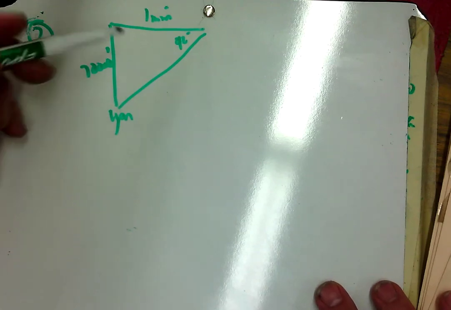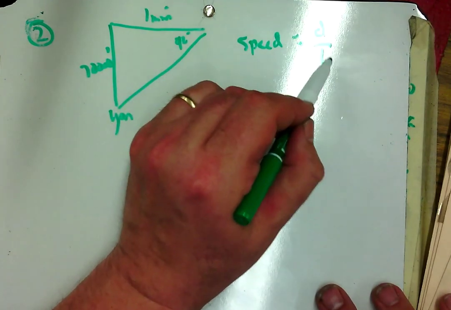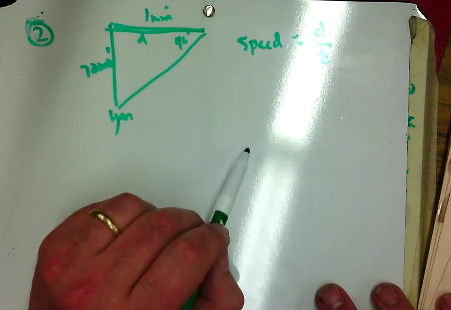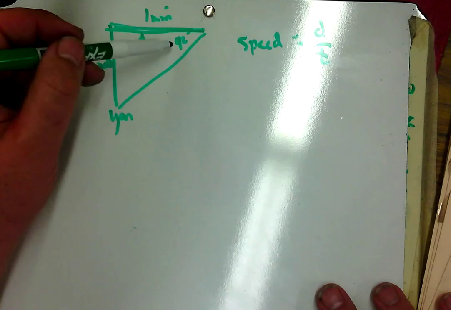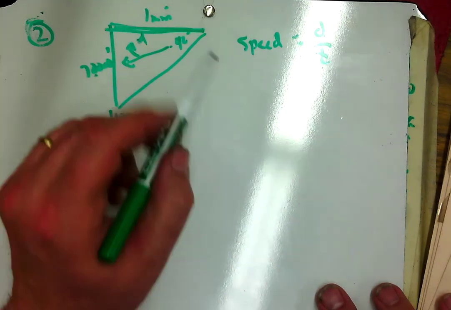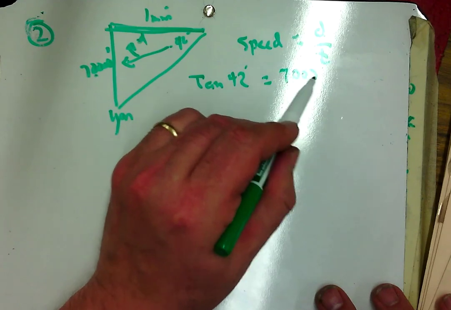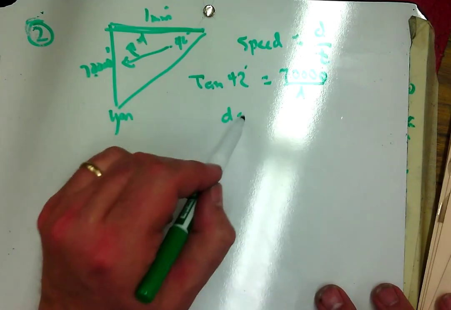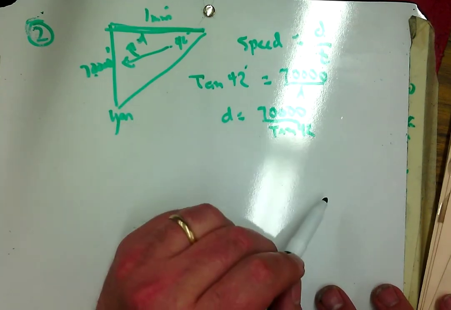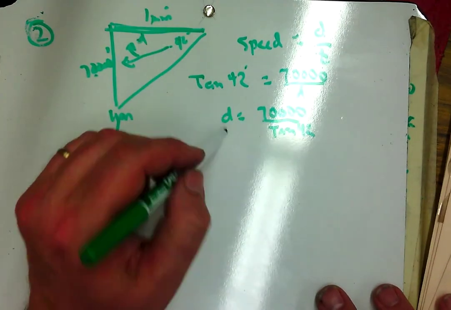Approximate the speed. Well, remember, speed is distance divided by time. So I've got the time. I need to find this distance. Okay, well, we know this angle. We know this side. We're looking for this side. So that's opposite and adjacent. How about tangent? Tangent 42 equals 70,000 over d. So d equals 70,000 over tan 42. Okay, that's our distance divided by time. Time is 1 minute.